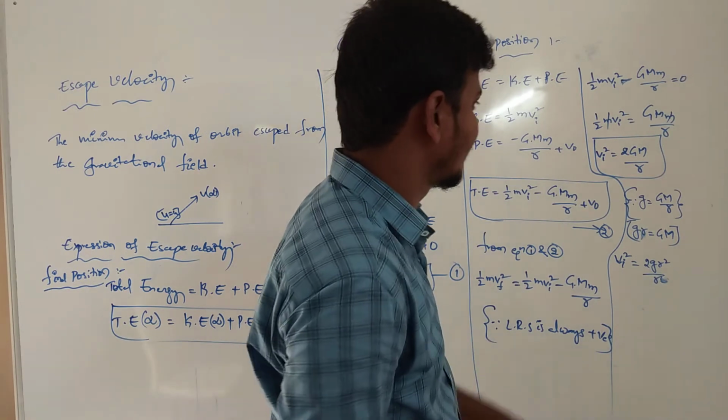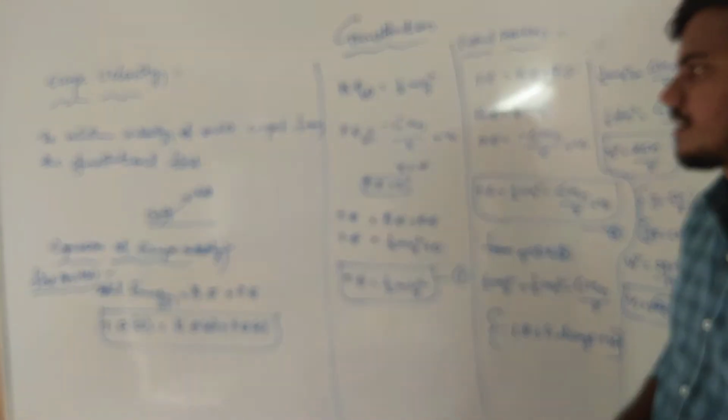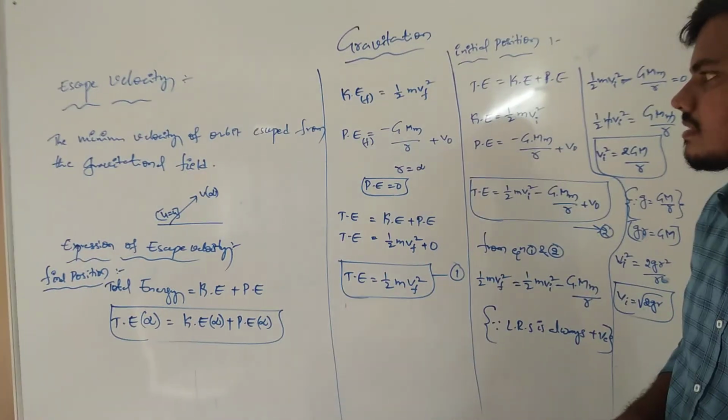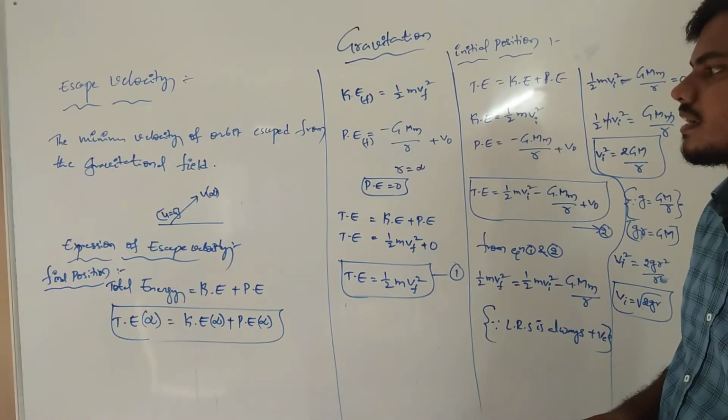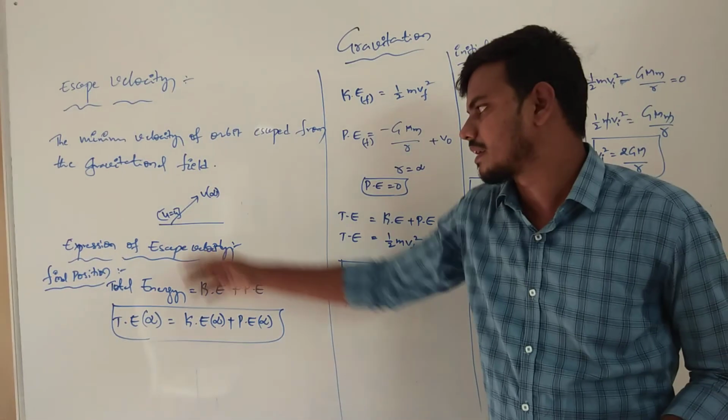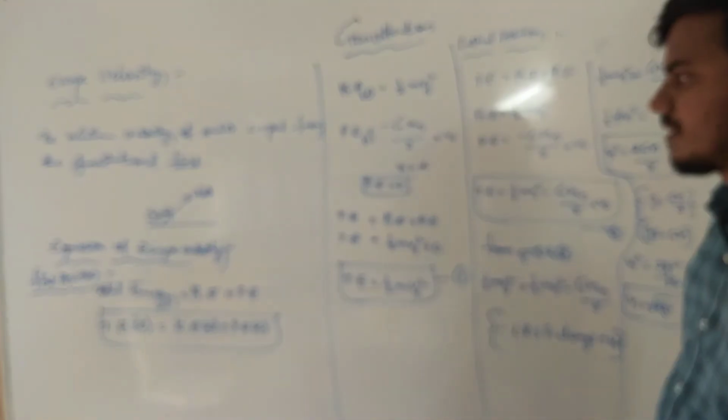Now v_i squared is equal to 2GM by R, and g is equal to GM by R squared. Now GM is equal to g R squared, which is applicable. Now v_i is equal to the square root of 2gR. This is the initial property we introduce as escape velocity. Escape velocity is the minimum velocity to escape from the gravitational field. This is the initial property, with the final at infinity.